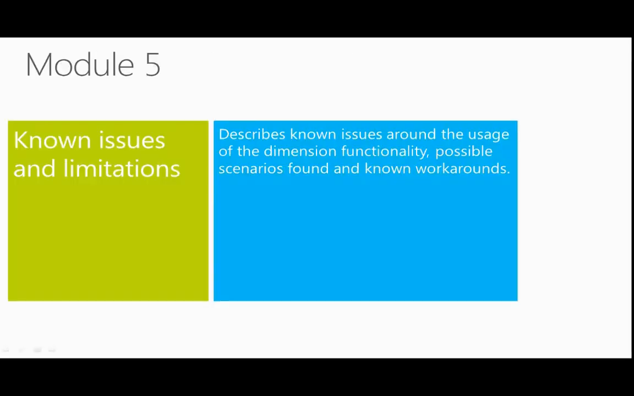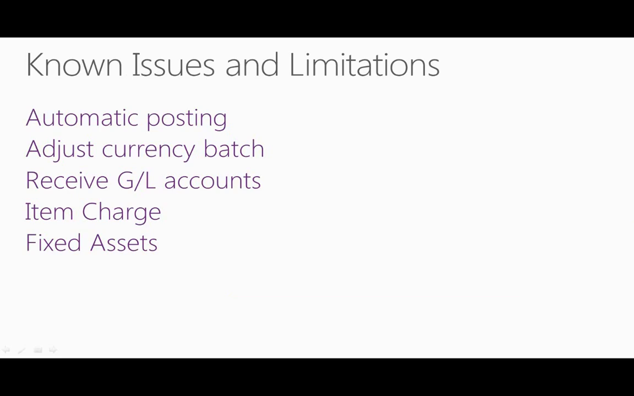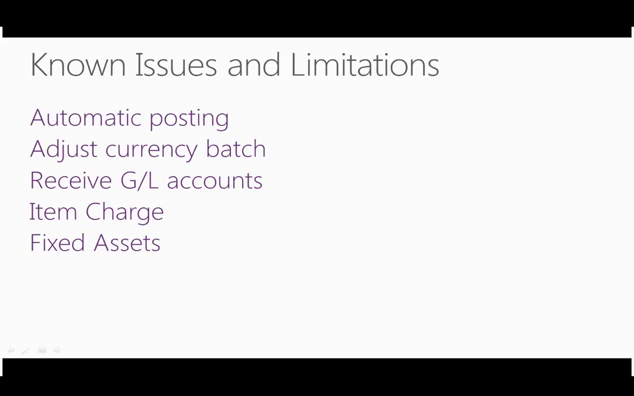Known issues and limitations. In the last module, we are going to analyze the most common known issues and limitations that customers and partners have found using dimension functionality. The most important are automatic posting, adjust exchange rate batch job, receive GL accounts, item charge, and fixed assets. Later on, during the demo, I'm going to give you some examples of these limitations.